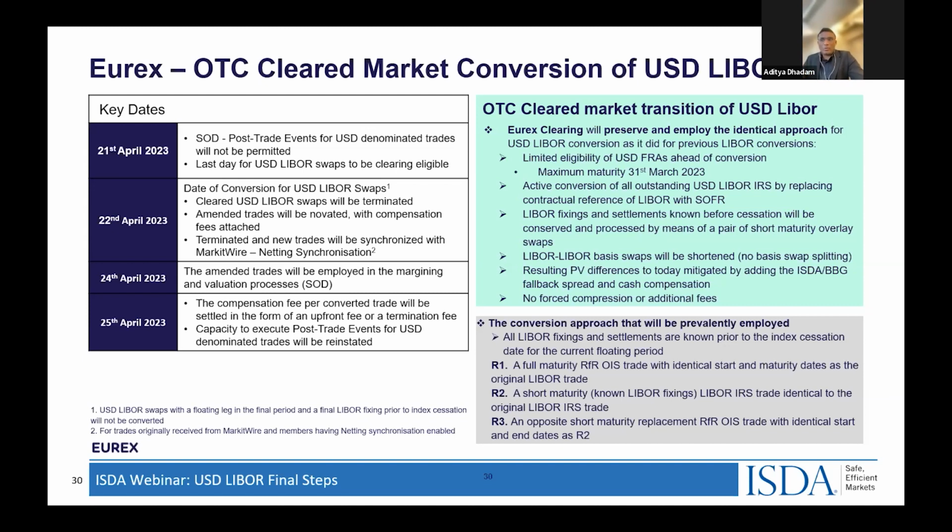An OIS trade with the exact same start and maturity dates as the original LIBOR trade that is being terminated would be the first replacement trade. For the known LIBOR fixings, the second trade would be the short LIBOR IRS trade, and the third trade would be a short OIS transaction with exactly the same, identical start and maturity dates as the short LIBOR IRS trade, the R2 in this particular presentation in the gray box below.